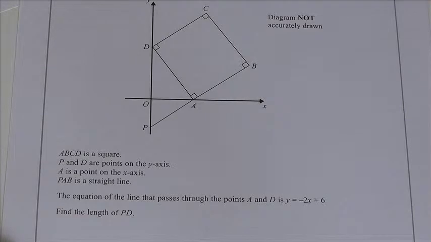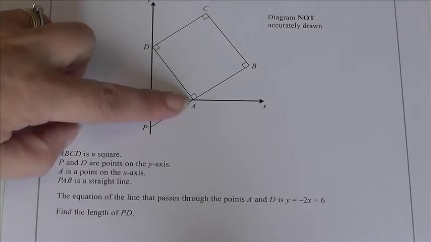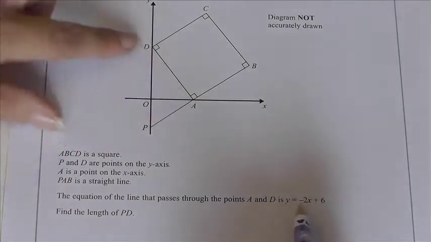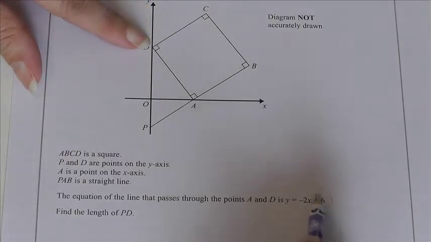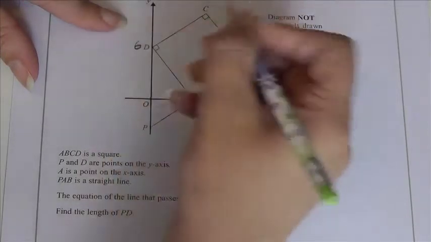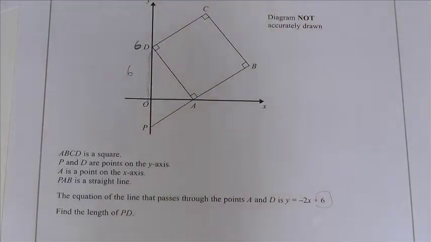Okay, this is rather a complicated graphs of straight lines and perpendicular lines question. So we know that this line here between D and A is minus 2x plus 6, and because of that, point D is where it intercepts with the y-axis, so we know that that coordinate is at 6 on the y-axis, which means that the top part of this line is going to be 6 units tall.